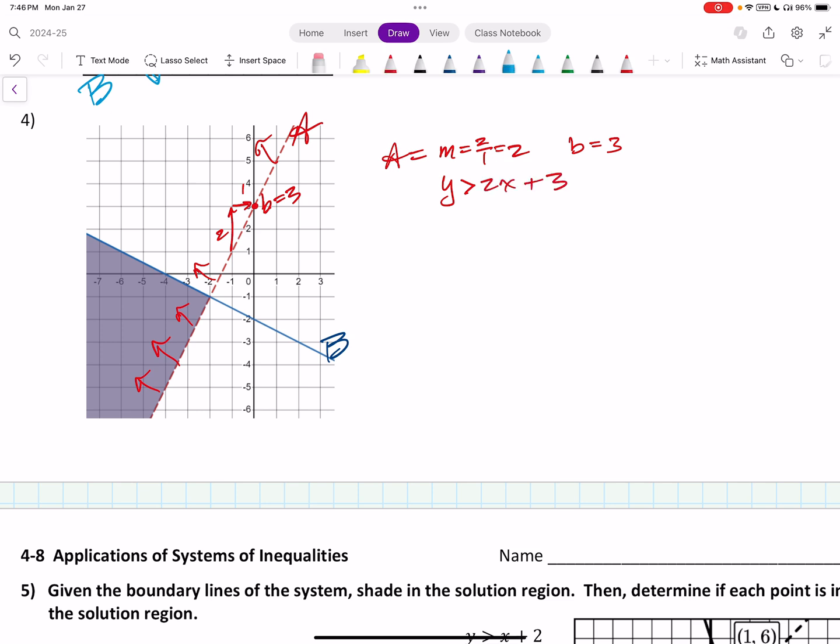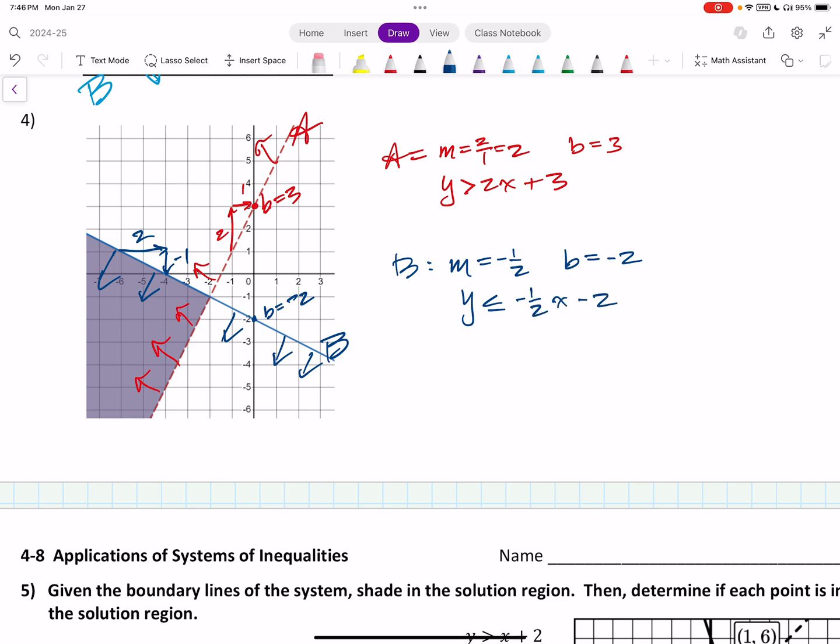Okay, now how about the second one here? For the second one, the solutions are below this boundary line. But I need to know the y-intercept and the slope. So the y-intercept is obviously at -2. The slope is right 2, down 1, so my slope is -1/2. The solutions are below the line, so y is less than or equal to -1/2 x minus 2. And there we go, we have our system.